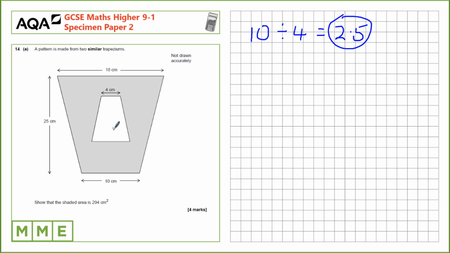Next, we need to calculate the height of the small one. We have the height of the larger shape, but we don't have the height of the small shape yet. So, in order to do that, we can do 25, the height of the large shape, divided by the scale factor, that's 2.5, equals 10 centimeters. So this length here is 10 centimeters.